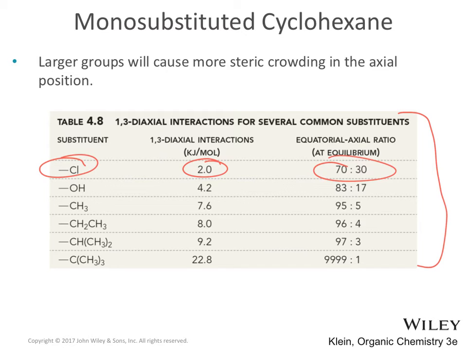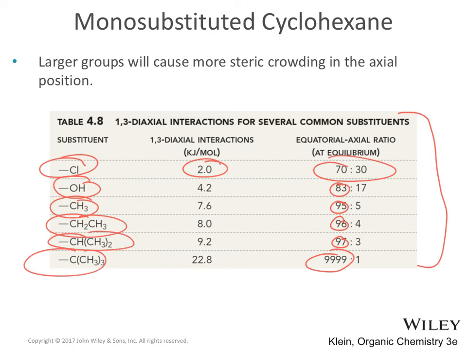So chlorine will exist mainly in the equatorial chair, in a 70:30 ratio between it and the axial. Now notice how this number is going to be increasing as we go down this table. That's because this group gets bigger. So the bigger this group gets, the higher the energy cost for it being in the axial position due to those steric interactions. Therefore, the more it wants to be in that equatorial position. And when you look at the equilibrium ratio for tert-butyl, this substituent is almost all in the equatorial position at any given time.